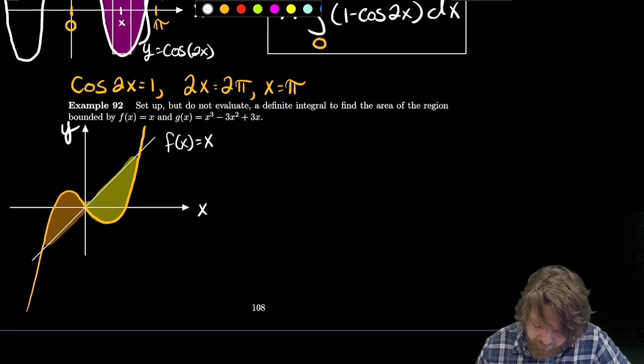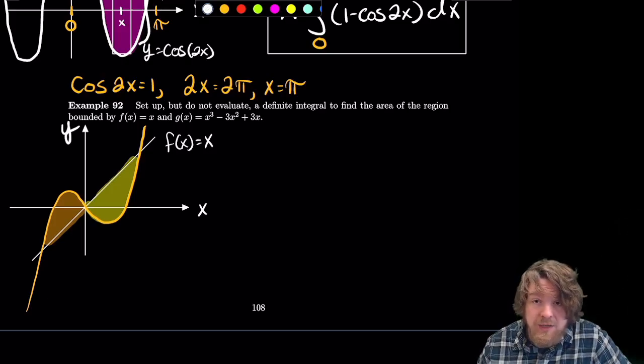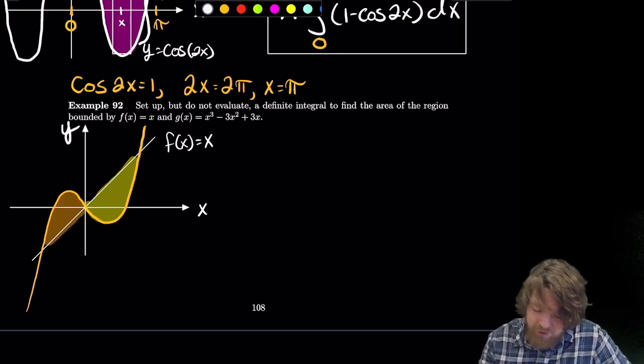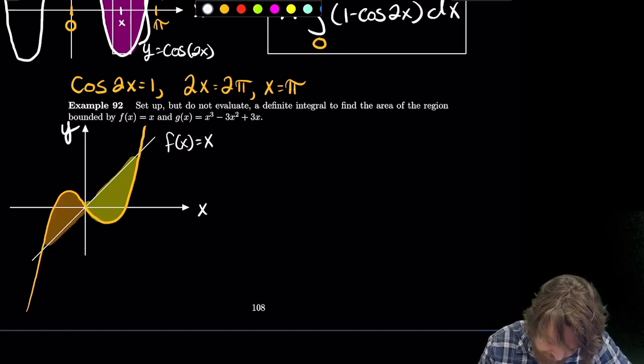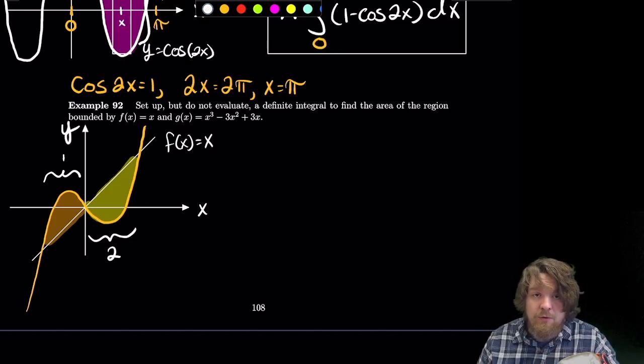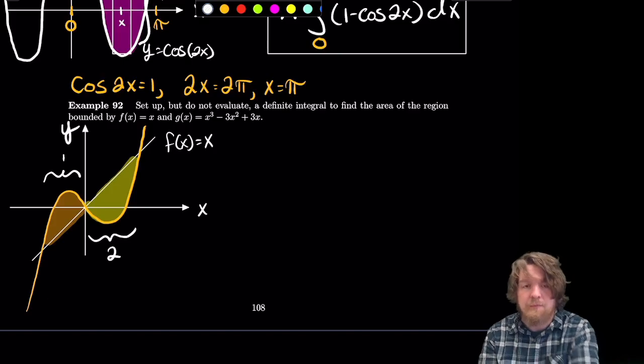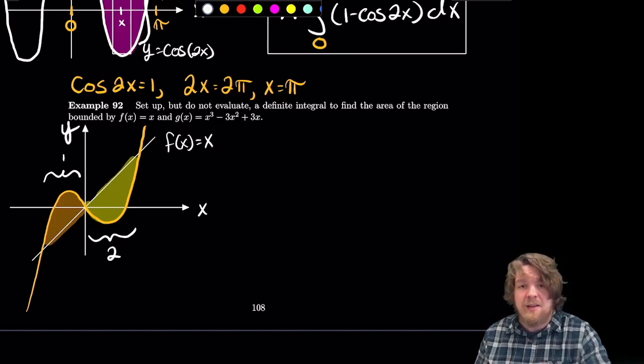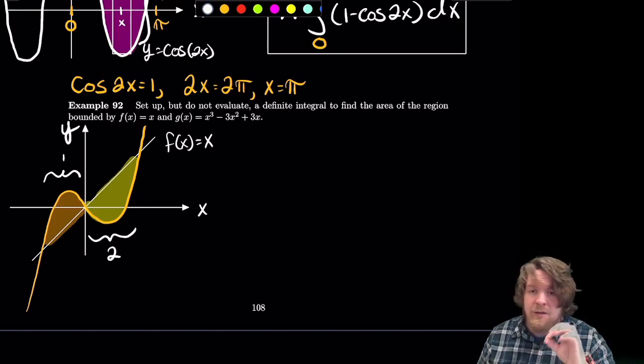What we're going to need here is two different integrals. We're going to need one integral that handles this side, and a second integral that handles this side. But we can follow the same exact steps that we followed previously. I'm going to take these slightly out of order this time. I'm going to find our limits of integration first, and then go through and set up the two integrals.